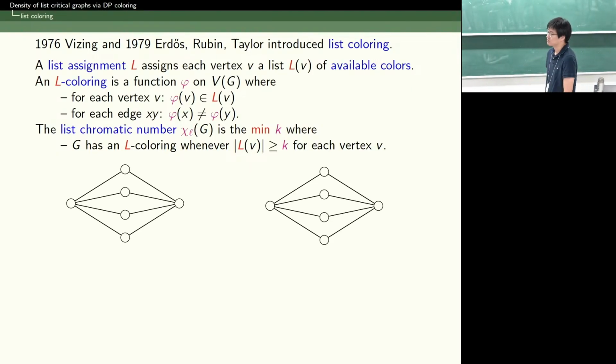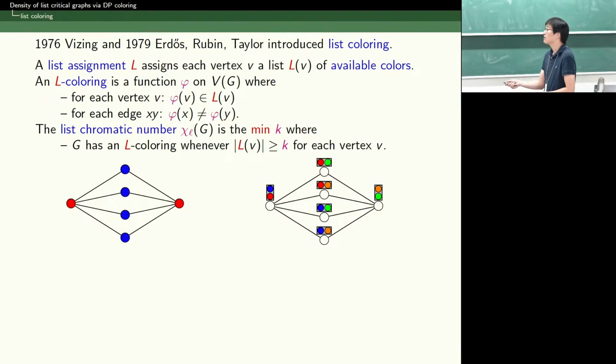But I'll go through an example, right? So you have this graph K_{2,4}. So of course it's a bipartite graph. You can properly two-color it this way. But it's not two-list colorable, which means I will guarantee two colors on each of the vertices, but the colors you guarantee on the vertices might be different.